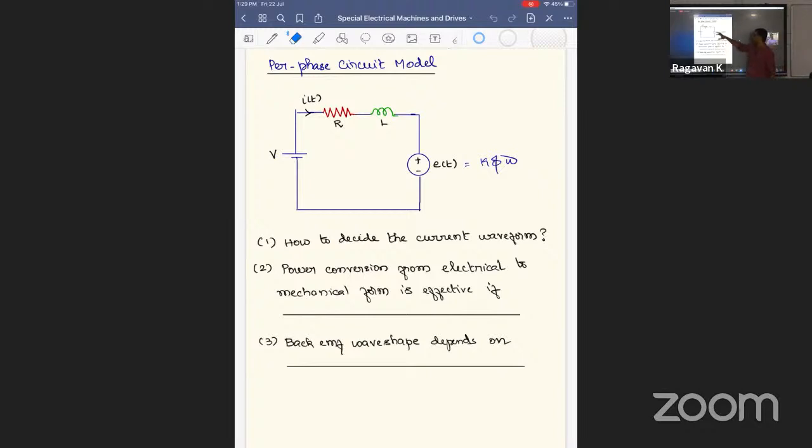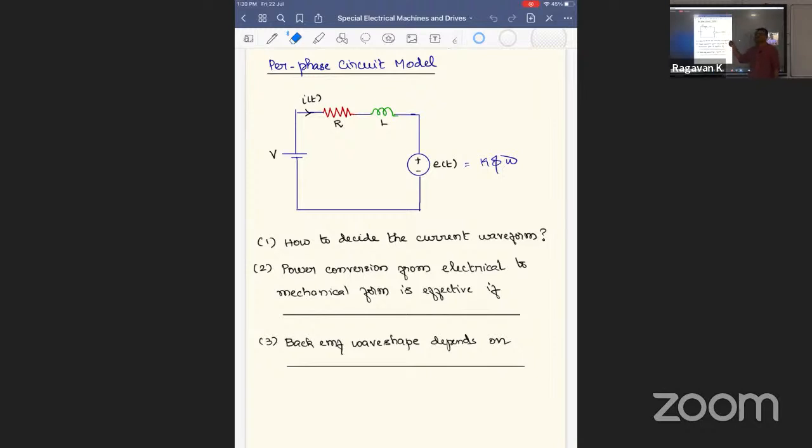Power conversion from electrical to mechanical form is effective if this product is constant with time. This product, in the sense E of t multiplied by I of t, is the power that is effectively converted from electrical to mechanical form. So what is the nature of E of t? Based on that, we have to inject the current. All right, so back EMF wave shape.